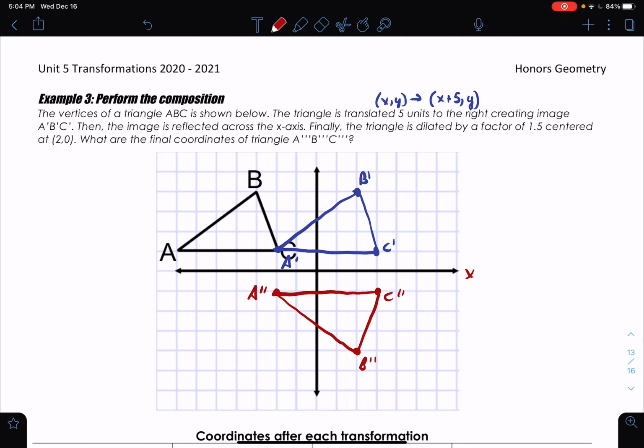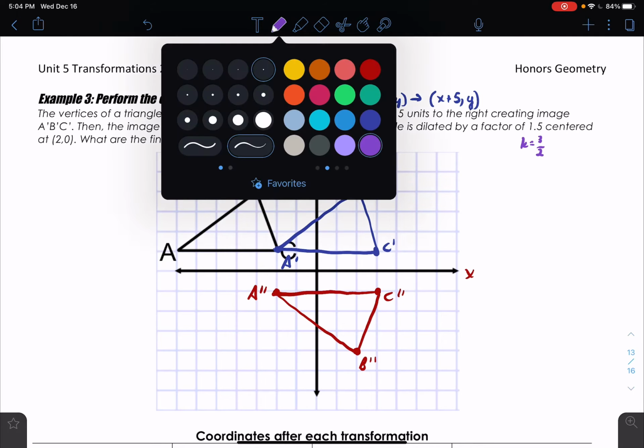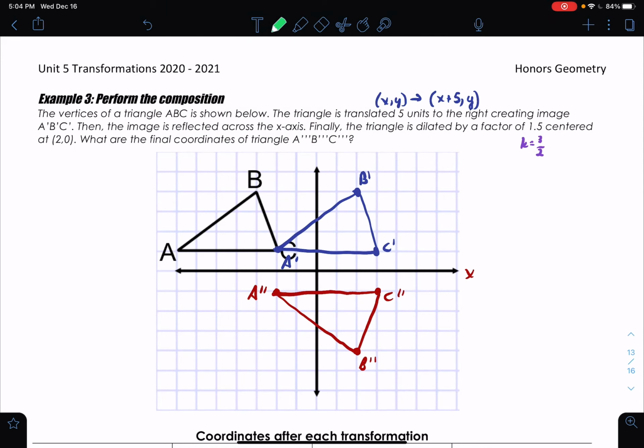What's last? Finally, the triangle is dilated by a scale factor of 1.5, or 3 halves, so k equals 3 halves, centered at (2, 0). So my scale factor is 3 halves, or 1.5, and my center of dilation is (2, 0). Okay? So, since my center of dilation is not the origin, I'm going to multiply the slopes.